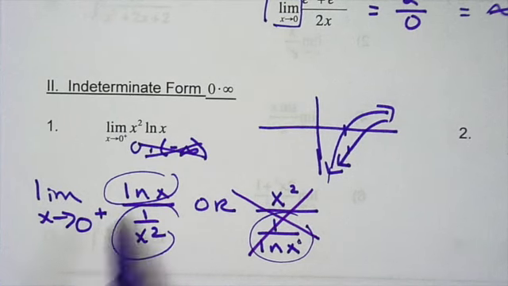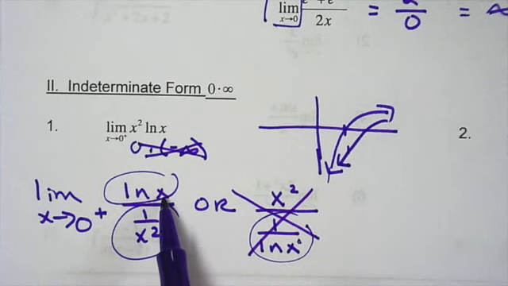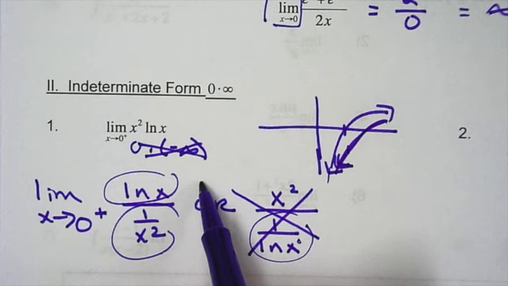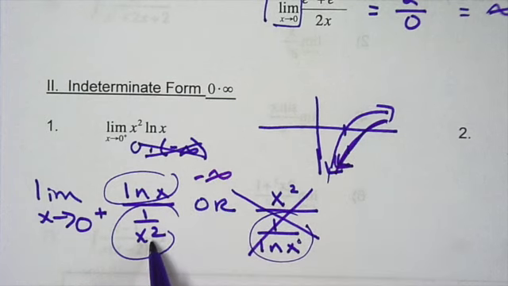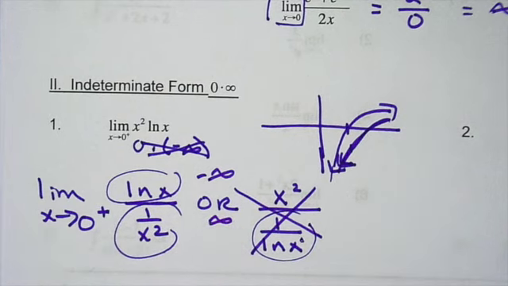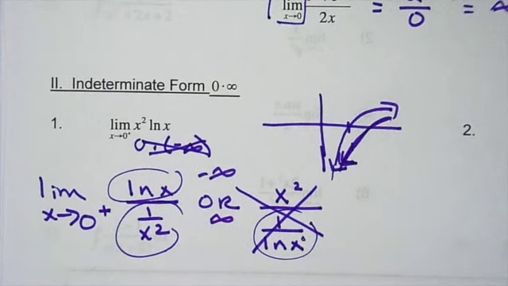Now let's see what happens when I plug in 0. If I plug in 0, remember we just said the natural log of 0 from the right-hand side, this is negative infinity. On the bottom, 1 divided by 0. Again, the bottom of the fraction is getting smaller and smaller, so the whole fraction gets bigger and bigger. So really in this problem, you have infinity over infinity again. So now I can use L'Hopital's rule.